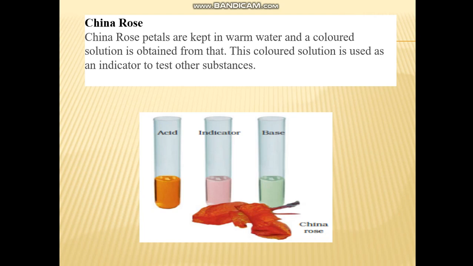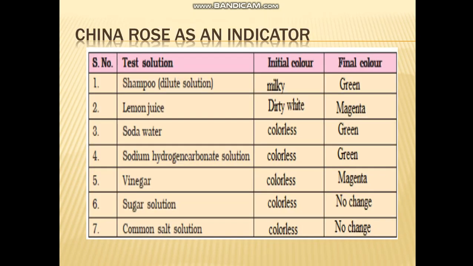China rose petals are kept in warm water and the colored solution is obtained from that. This colored solution is used as an indicator to test other substances. So we can see China rose as an acid-base indicator. Next we will see the China rose as an indicator.